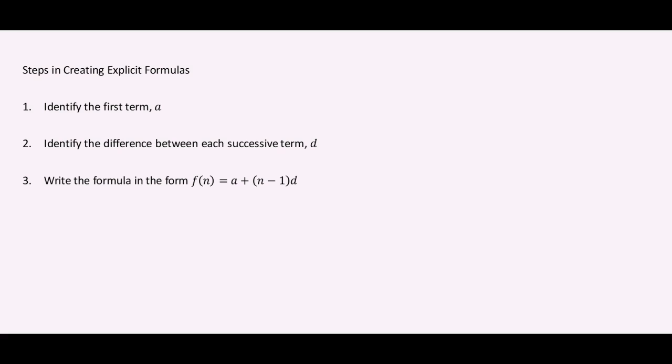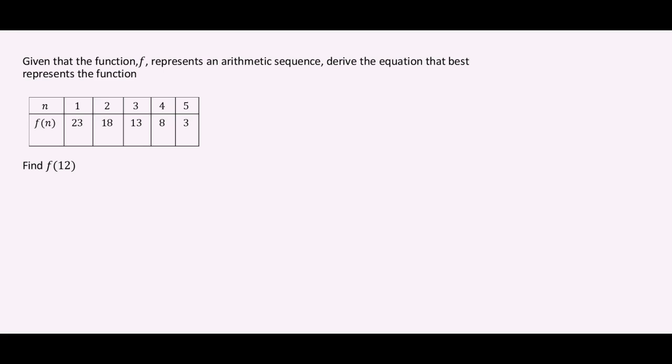We want to also identify the difference between each successive term, and now we're going to write the formula in the form f of n is equal to a plus n minus 1 multiplied by d, where a is your first term and d is the difference between each successive term. So let's go ahead and apply that in these examples.